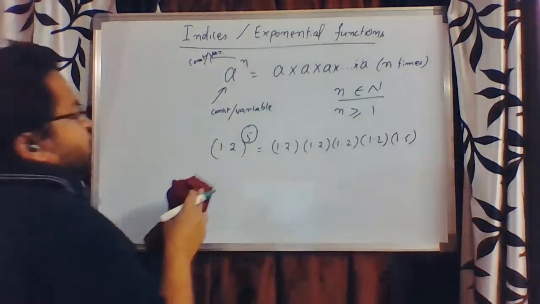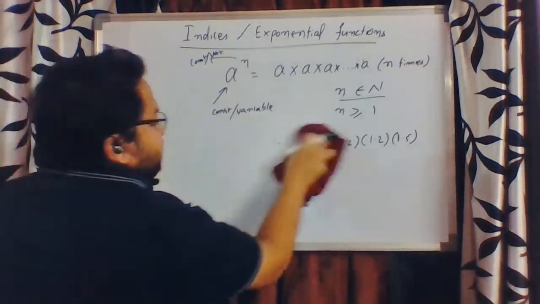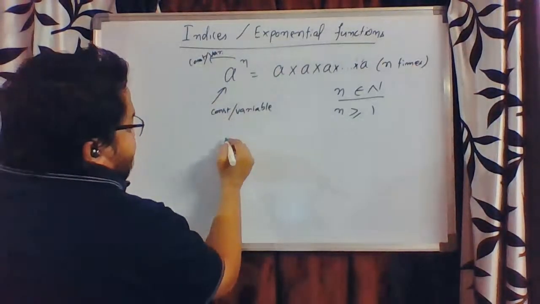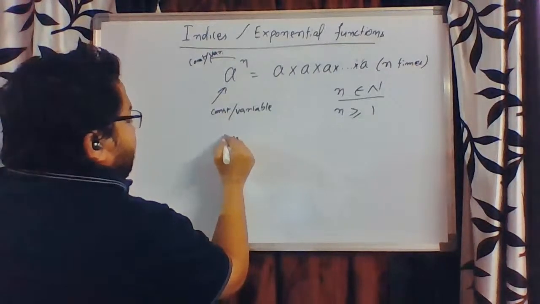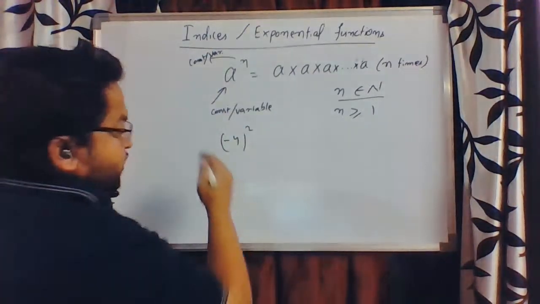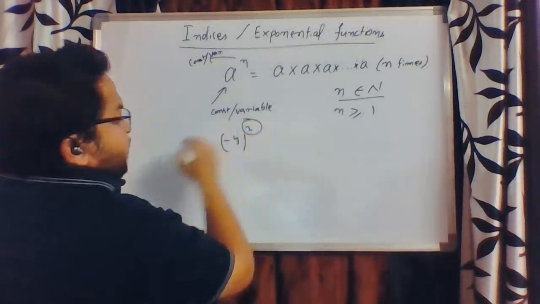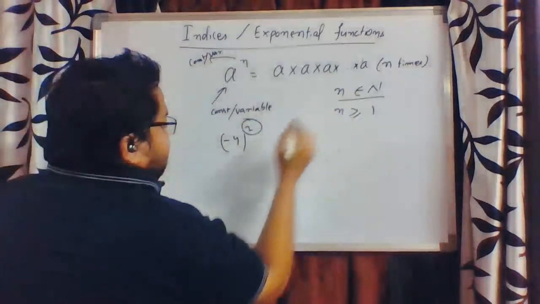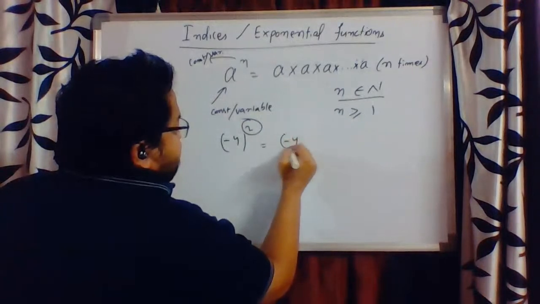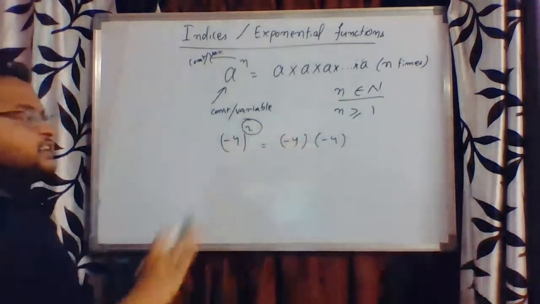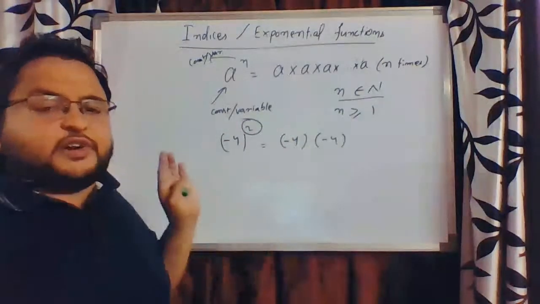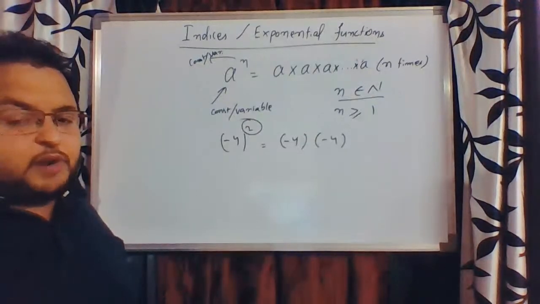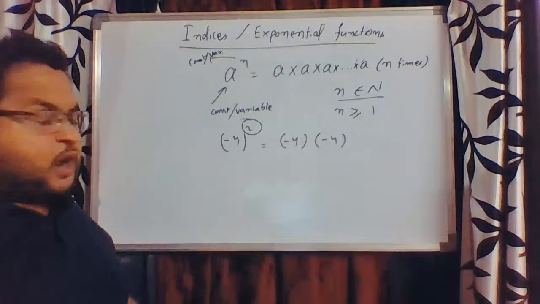Now, does this rule change if I have, suppose, minus 4 to the power 2? The answer is no. As long as your index or power is greater than or equal to 1 and a natural number, obviously this would be minus 4 into minus 4, as defined in our first and basic rule related to indices. So this is the most simplistic thing that we could have done here. I hope you have noted it down.